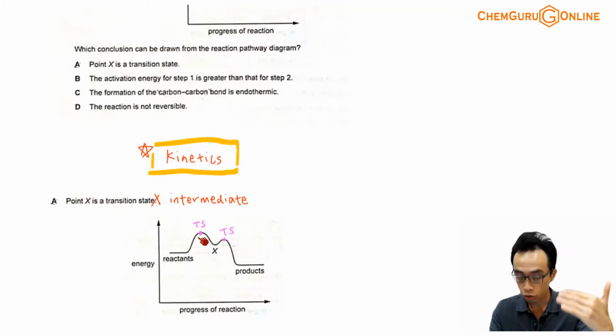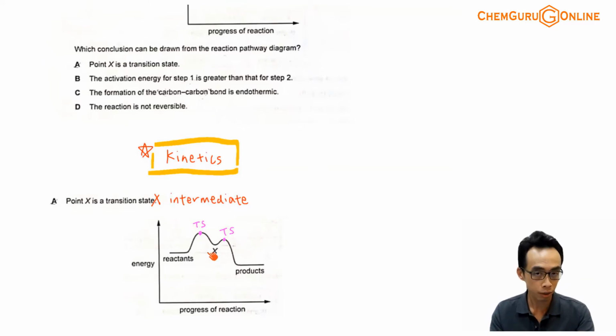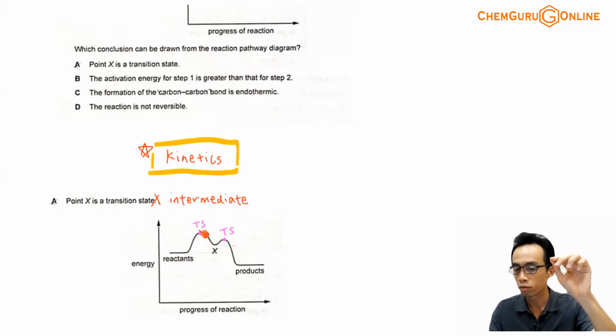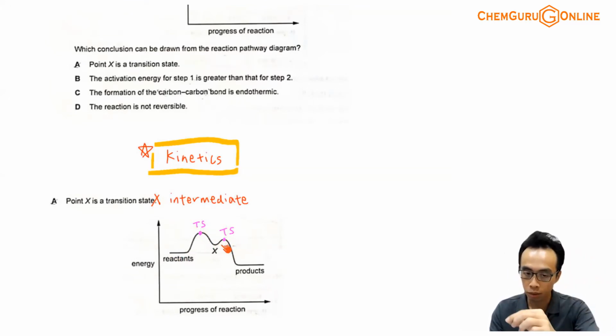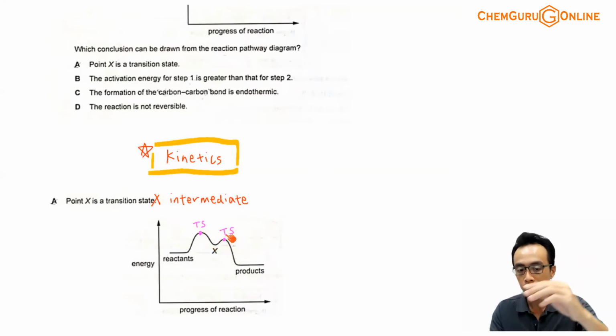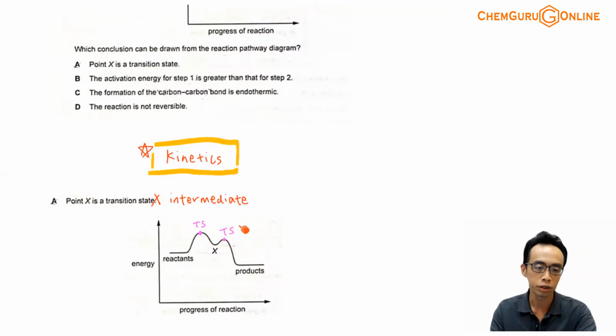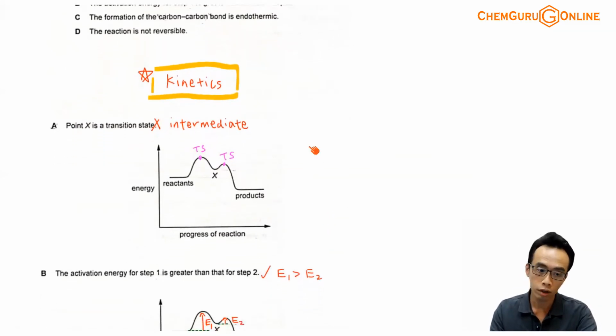So we should know that A is not true. X is an intermediate. It is not the transition state. For each step of the mechanism, we should have a transition state. So you notice for step number 1, the transition state will be the maximum point here. For step number 2, from X subsequently reacting to form my products, the transition state will be the maximum point here. So A is not the answer.